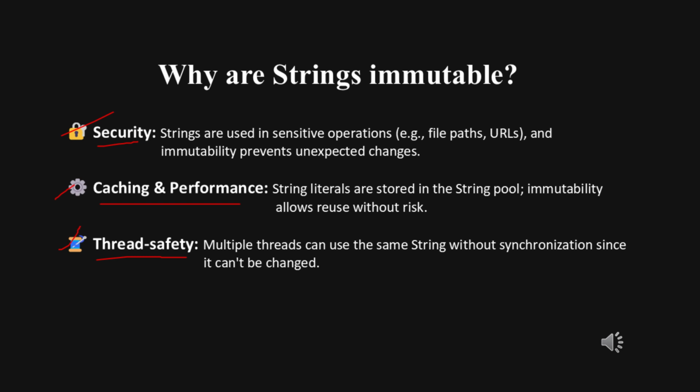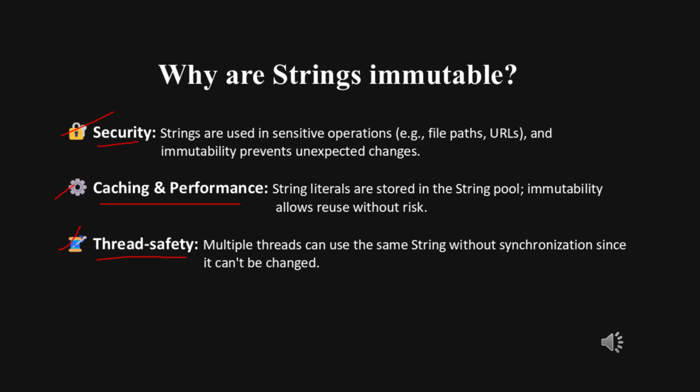Second one is caching and performance. String literals are stored in a string pool, and immutability allows reuse without risk. That means safe reuse from the string pool. Third, thread safety. Multiple threads can use the same string without synchronization since it cannot be changed. That means safety for multiple thread access without synchronization.